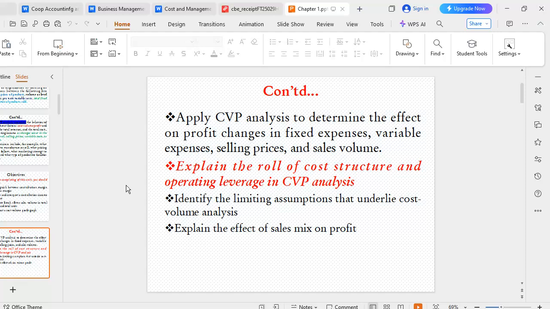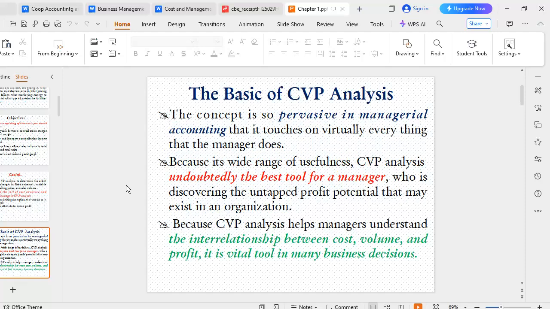Apply CVP analysis to determine the effect on profit of a change in fixed expense, variable expense, selling price, and sales volume. We should explain the role of cost structures and operating leverage in CVP analysis. We should identify the limiting assumptions that underlie cost volume analysis. We should explain the effect of sales mix on profits. So we should start from the basics of CVP analysis.